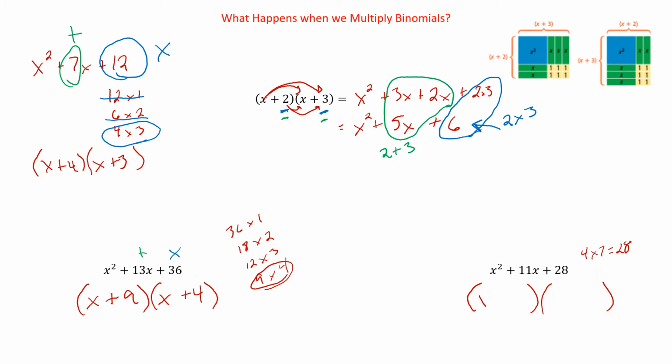So let's see, x squared will have x and x. 4 times 7 is 28. 4 plus 7 equals 11. So we'll have a 4 and a 7.